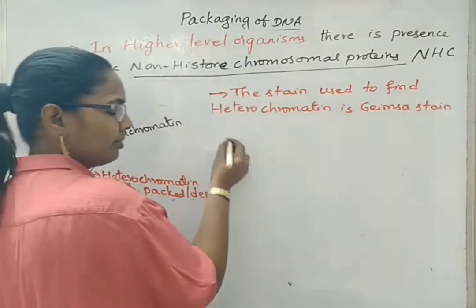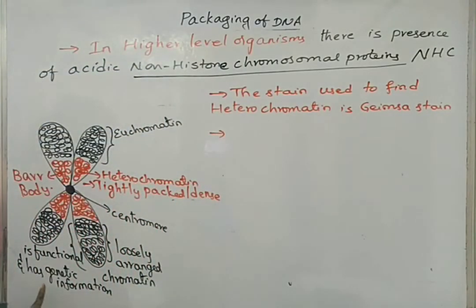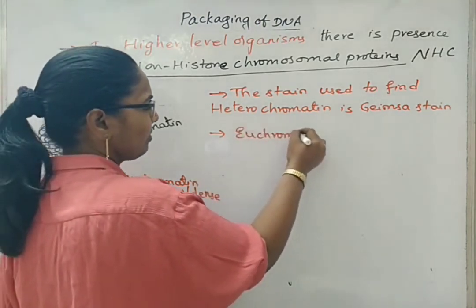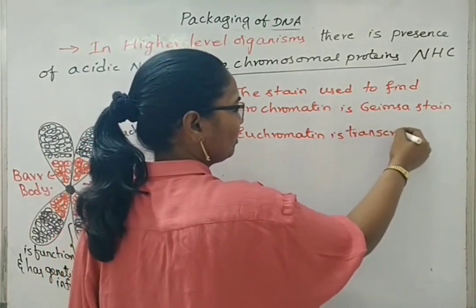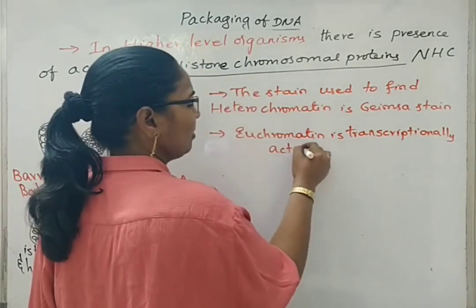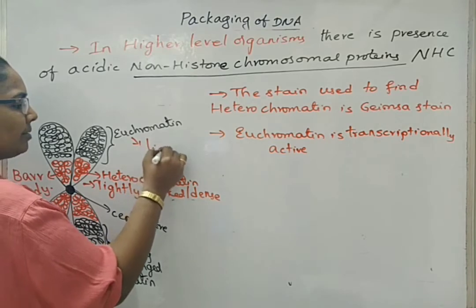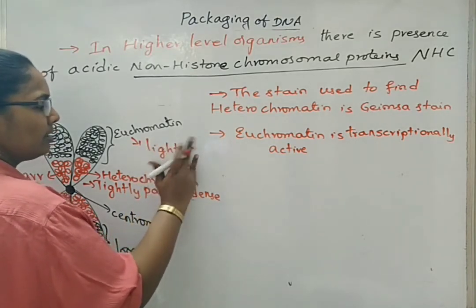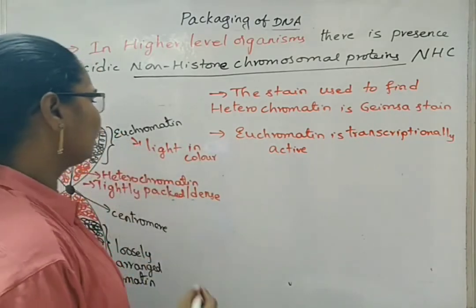Now, we will write another point. Euchromatin is functionally active, transcriptionally active. When we add Giemsa stain, this part appears light in color. We can also say the light colored strands.